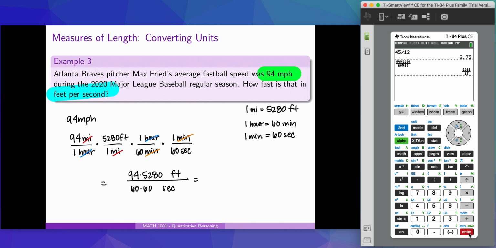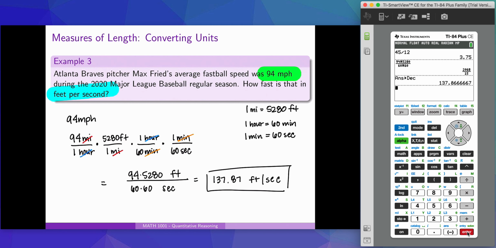I'm going to go ahead and get that approximated as a decimal. So if I want to change this to a decimal, we can always just click math and go down to that second one, decimal, and it changes that last answer into a decimal. So 137.87, I'm just going to round to 2 decimal places. We'll do that. We get 137.87 feet per second.